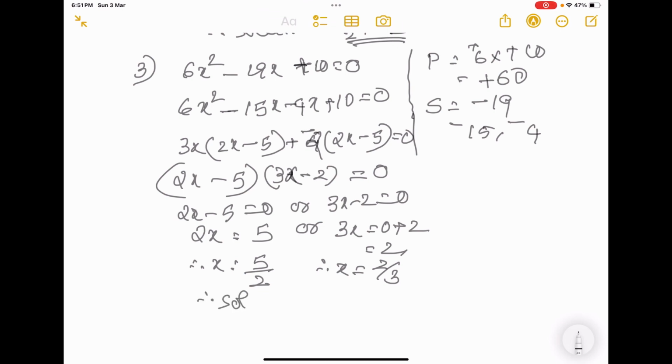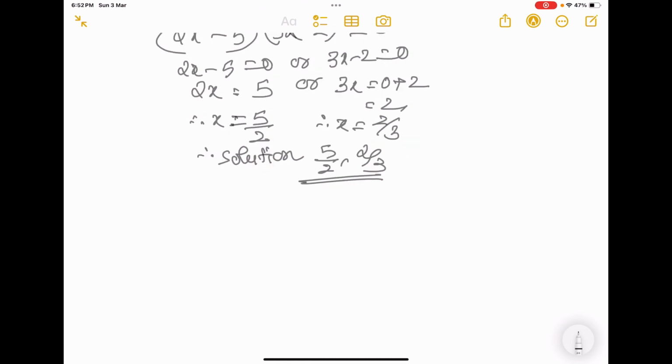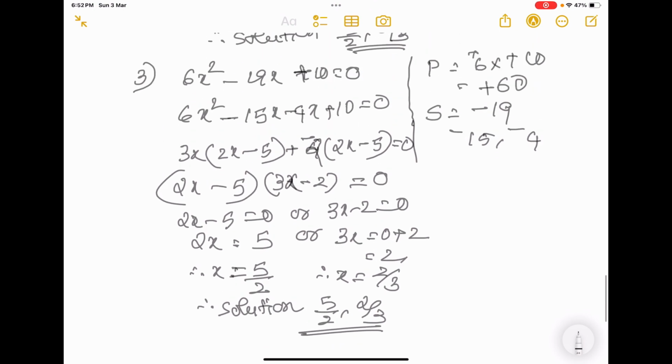Therefore solution 5 by 2, comma 2 by 3. Then one more case. Question number is fourth one.